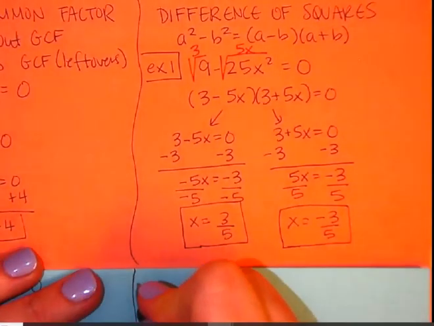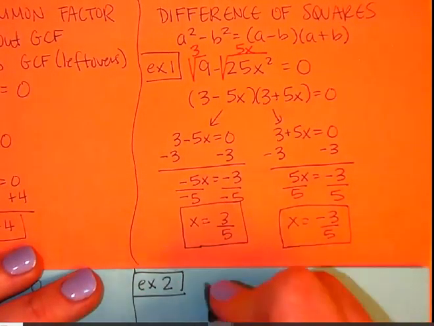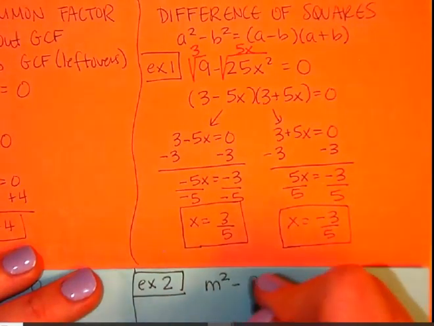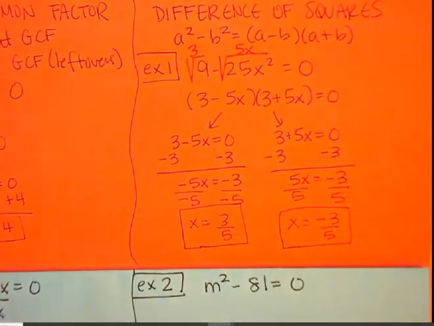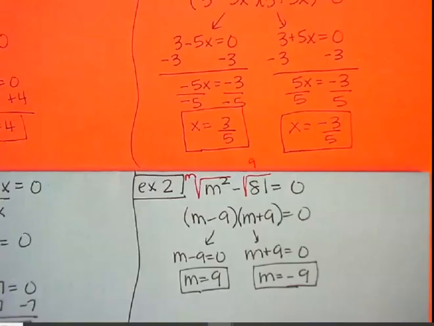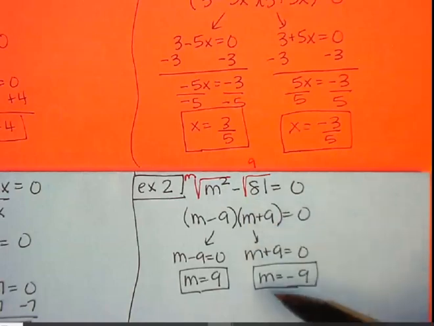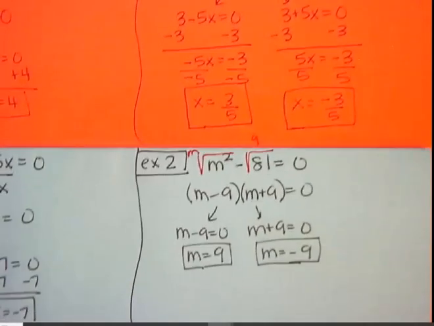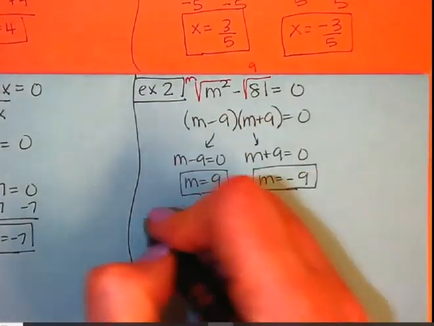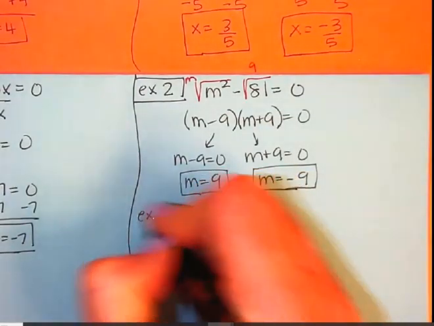And then I want you to work this problem. M squared minus 81 equals 0. Go ahead and pause your video and try that one. All right, here is my work for example 2, 9 and negative 9. And then in this last example, we're actually combining GCF and difference of squares.